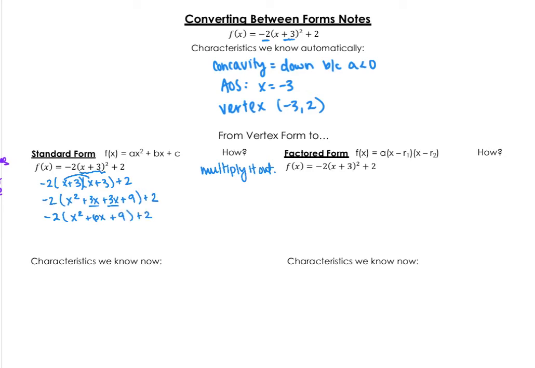And then I'm going to distribute the negative 2 inside the parentheses. So that's negative 2x squared minus 12x minus 18. And then again, don't forget about the plus 2 at the end. And then last thing we're going to do is combine like terms. So our final answer is going to be negative 2x squared minus 12x minus 16.